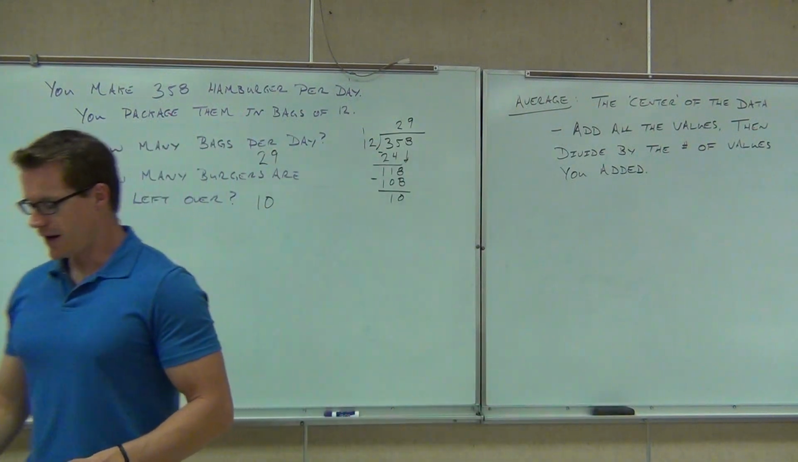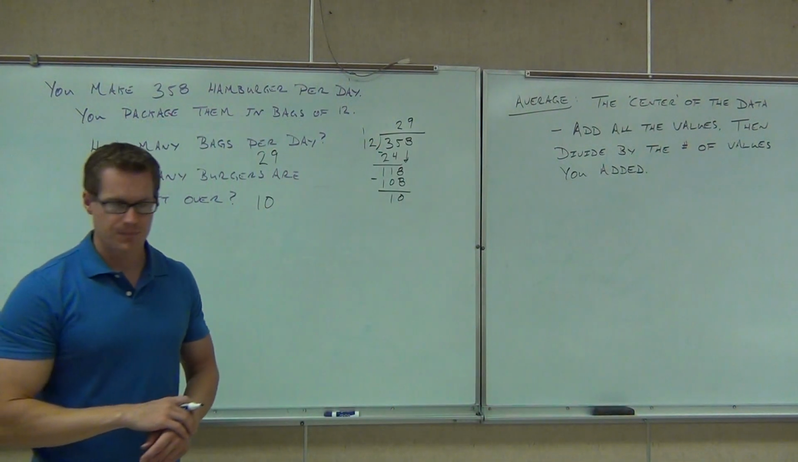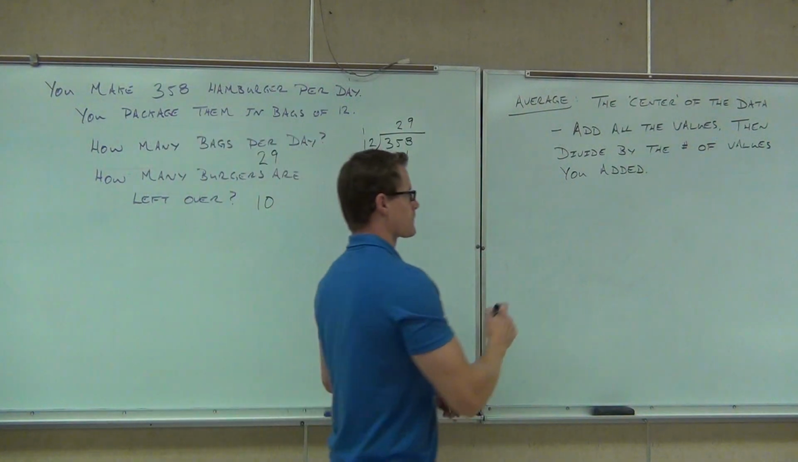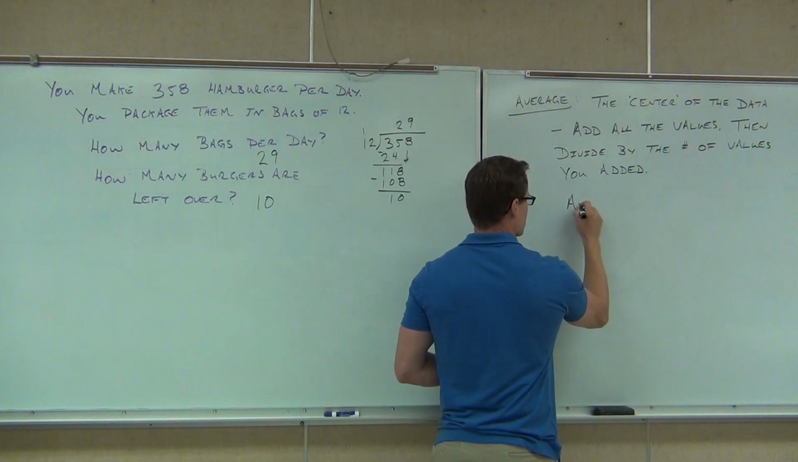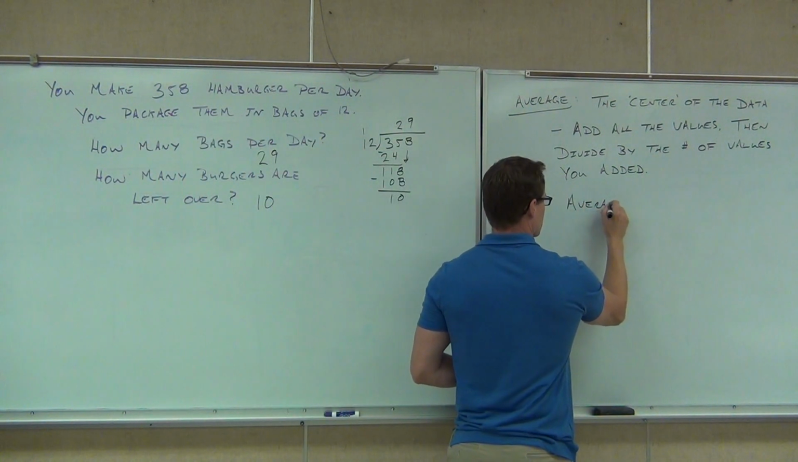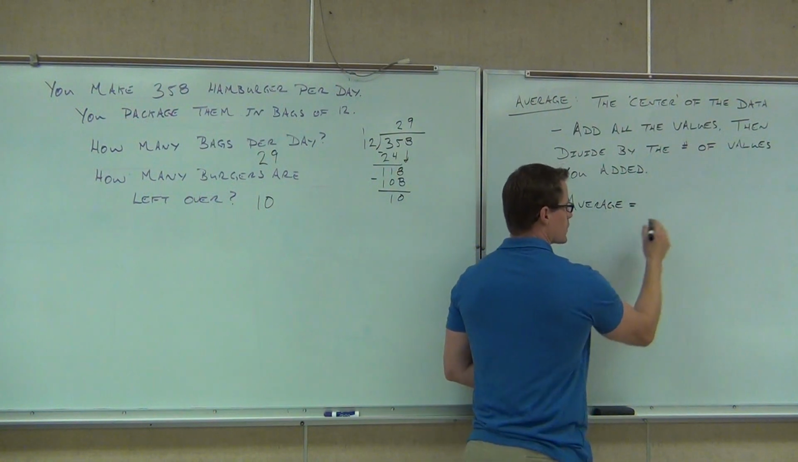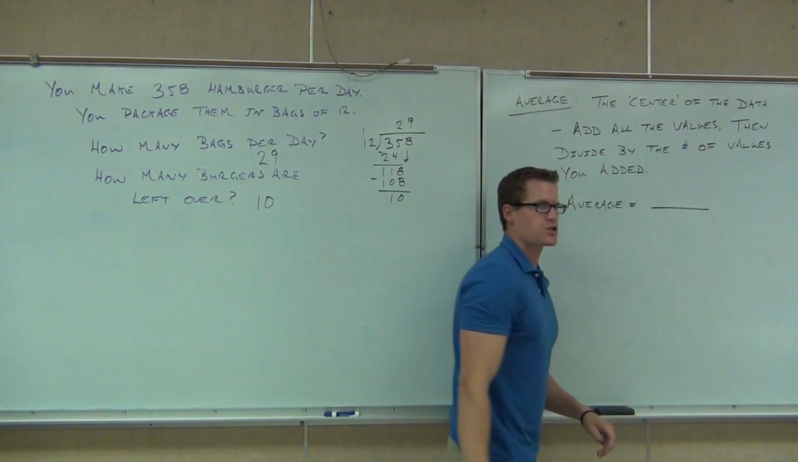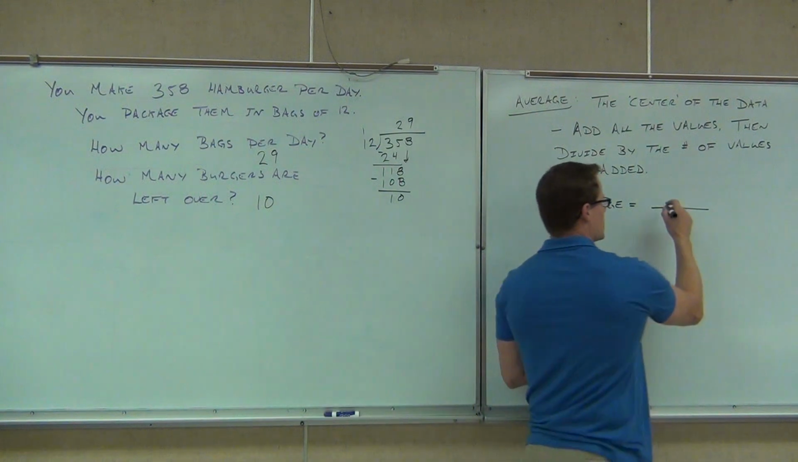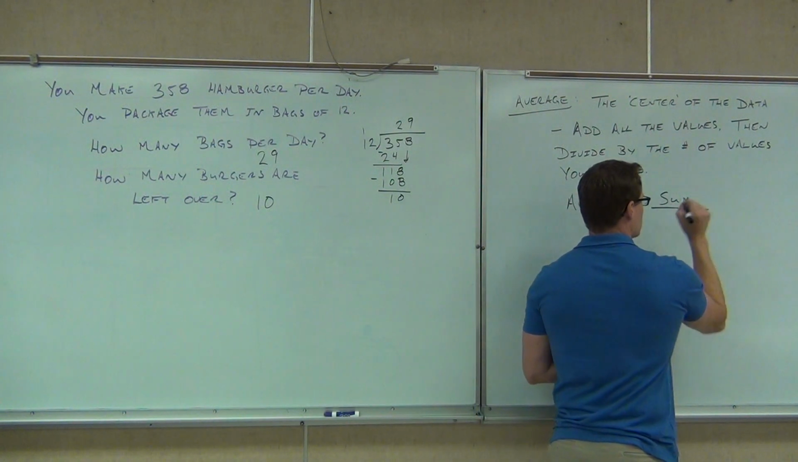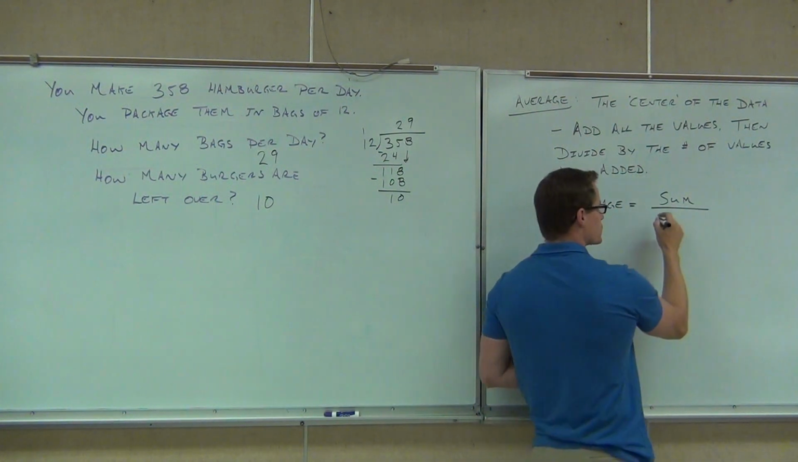Values, then divide by the number of values you've added. We can make it a little more concise than this. If we use fraction notation, what you're doing is you're taking the sum and you're dividing by the number of values.